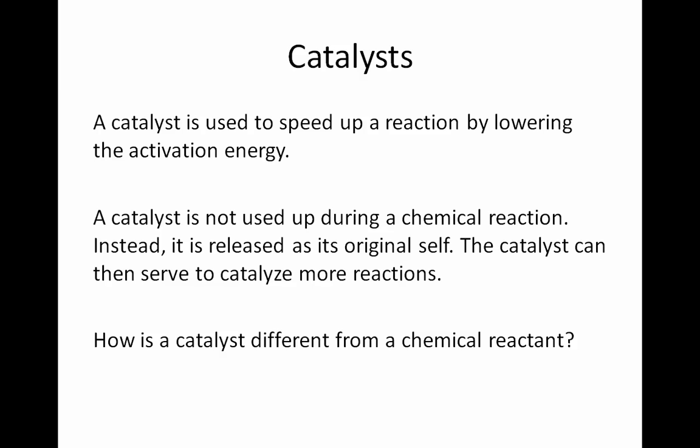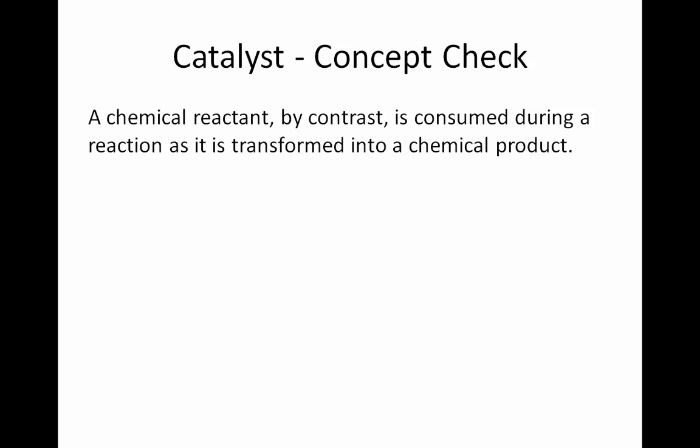So my last question on here I have is, how is a catalyst different from a chemical reactant? Well, chemical reactants, you start with something and you produce something else. Reactants, if they're present at the beginning of the reaction and at the end, they're not a reactant because they didn't react. A catalyst is the exact same from the beginning to the end. Reactants are not. They are going to change form. So here's the answer here, just kind of in written form. A chemical reactant, by contrast, is consumed during a reaction as it is transformed into a chemical product.